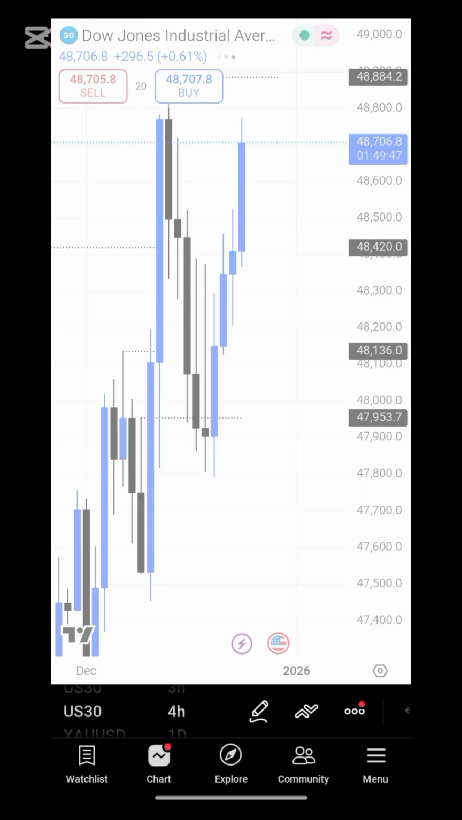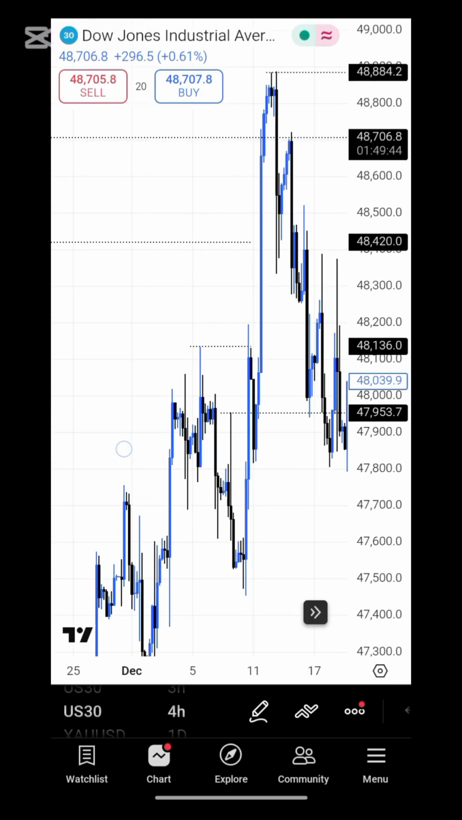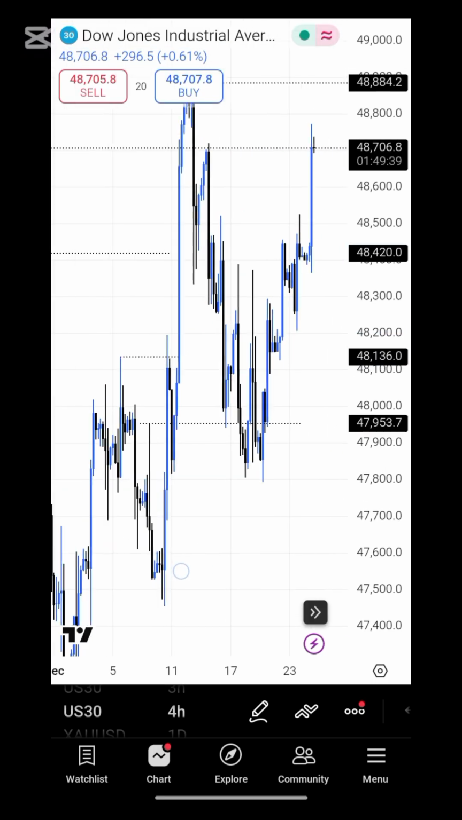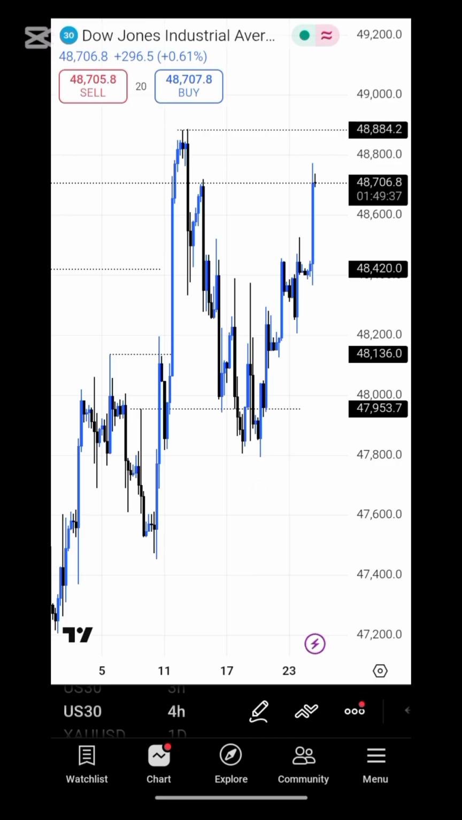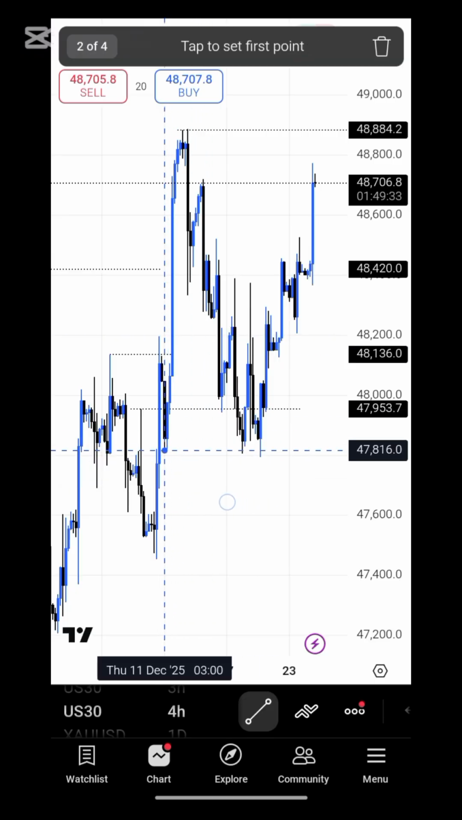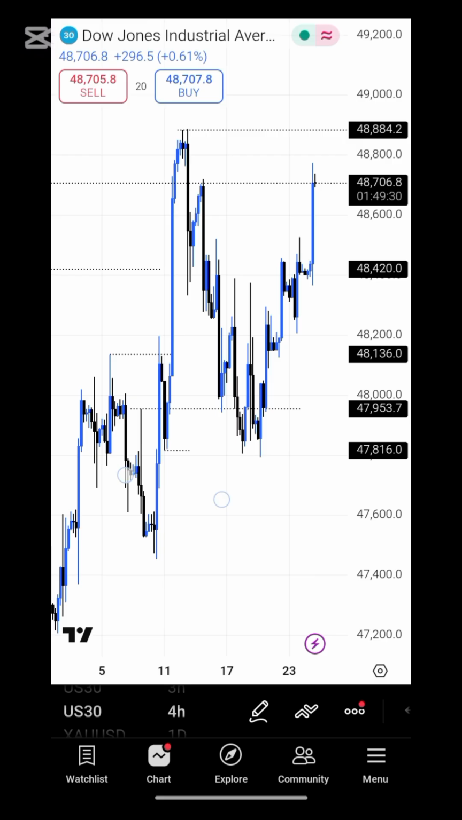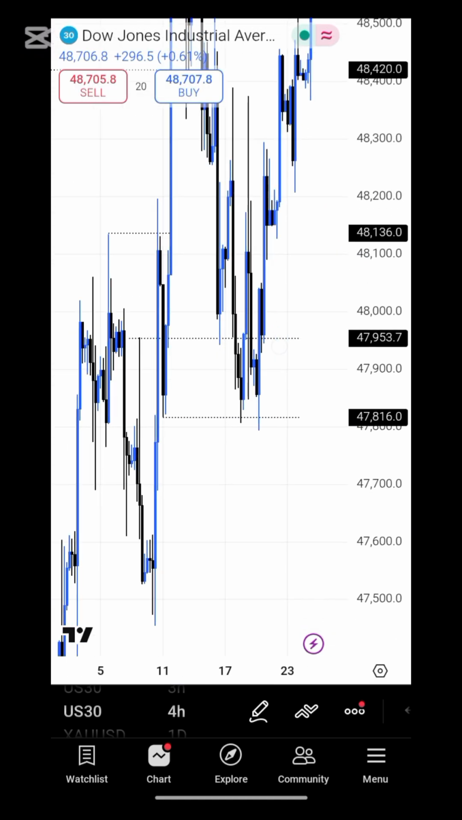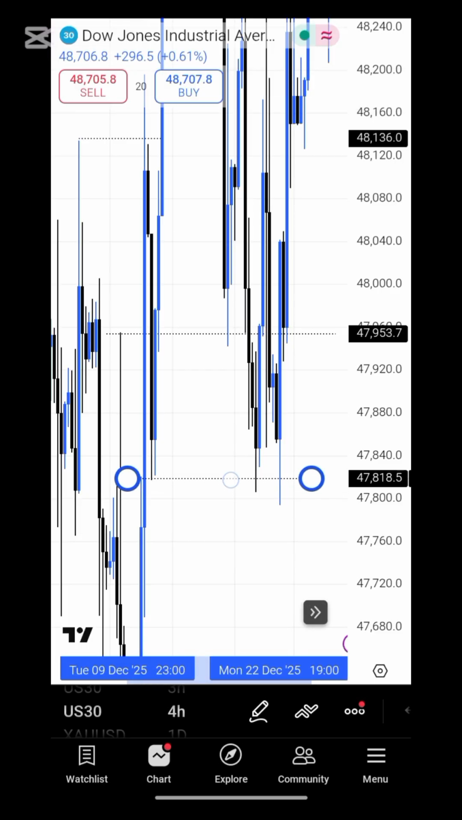I scaled down quickly to the 4-hour time frame. Inside the 4-hour time frame now, this zone here is what I'm anticipating for reaction from price. This is liquidity here. This is not liquidity. This is like a range, and down here we have a fair value gap. You can see what price did. Price collected a low of this range.